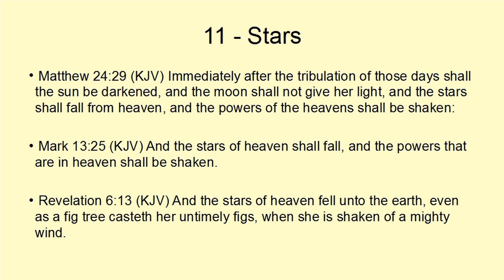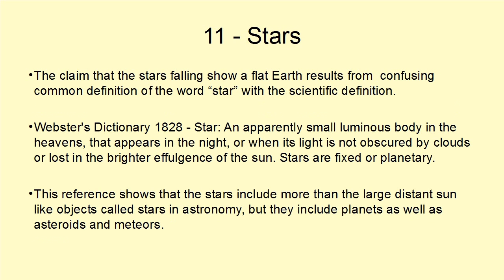The claim that the stars falling show a flat Earth results from confusing the common definition of the word star with the scientific definition. Webster's Dictionary, 1828. Star, an apparently small luminous body in the heavens that appears in the night, or when its light is not obscured by clouds or lost in the brighter effluence of the sun. Stars are fixed or planetary.